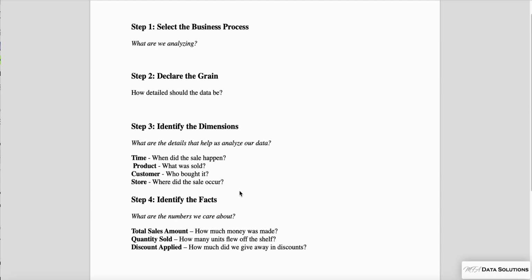If our sales suddenly drop, we can use dimensions to figure out if it's because a certain product is underperforming, a store is struggling, or maybe customers in a region just aren't buying what they used to.